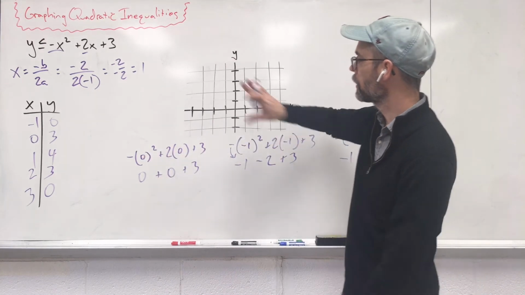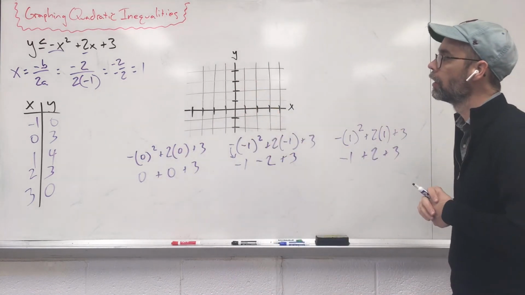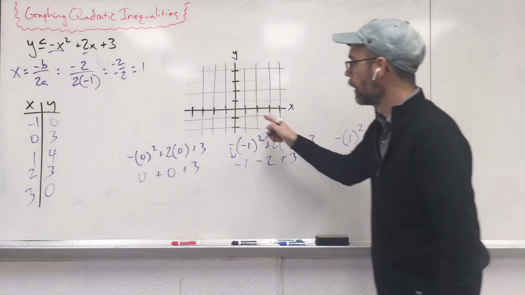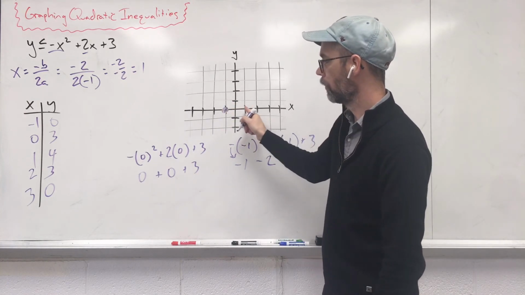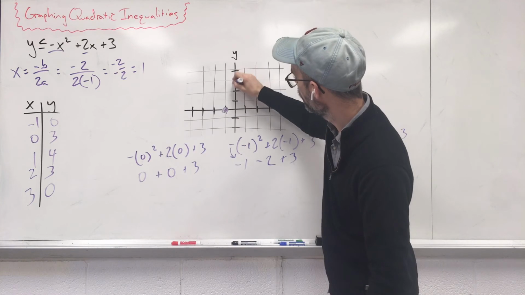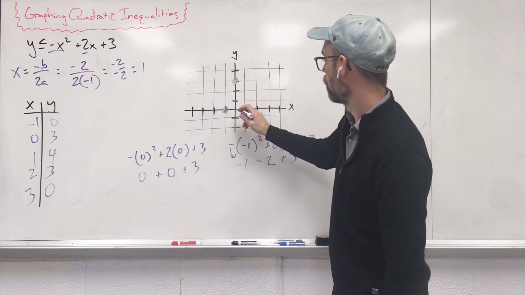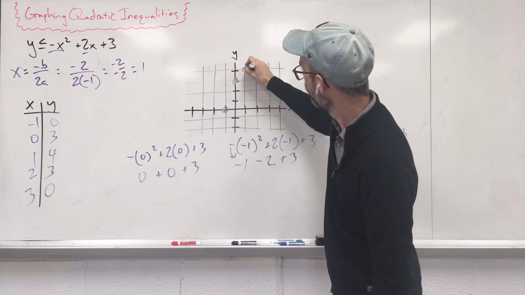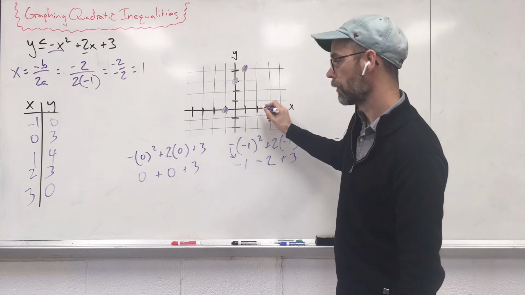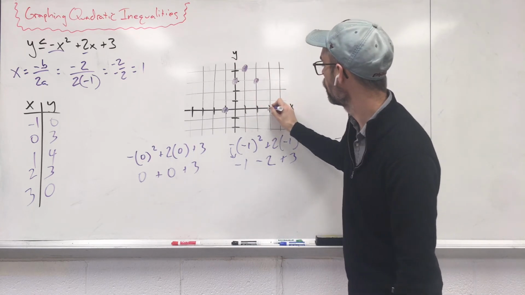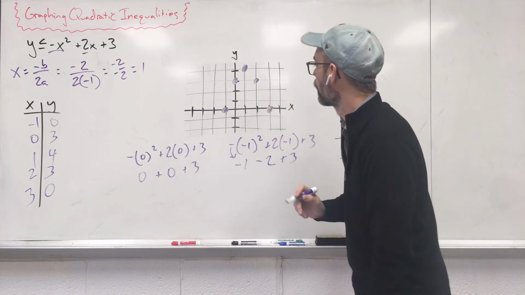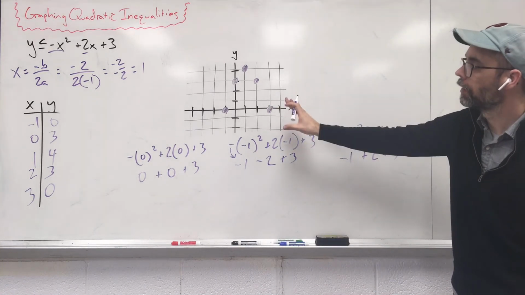Let's take those 5 coordinates and put them on our coordinate plane. Go back 1, up 0. Go over 0, go up 3. Go over 1, up 4. Over 2, up 3. And then over 3, up 0. Okay, so we have our coordinates.